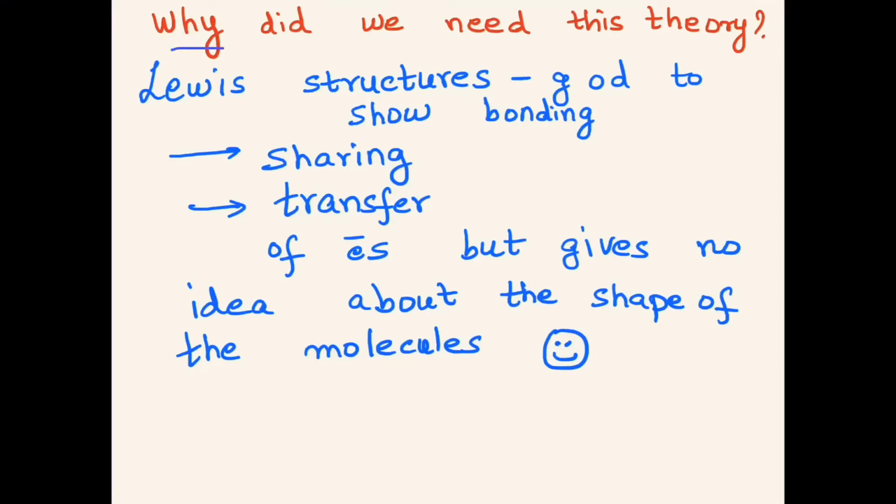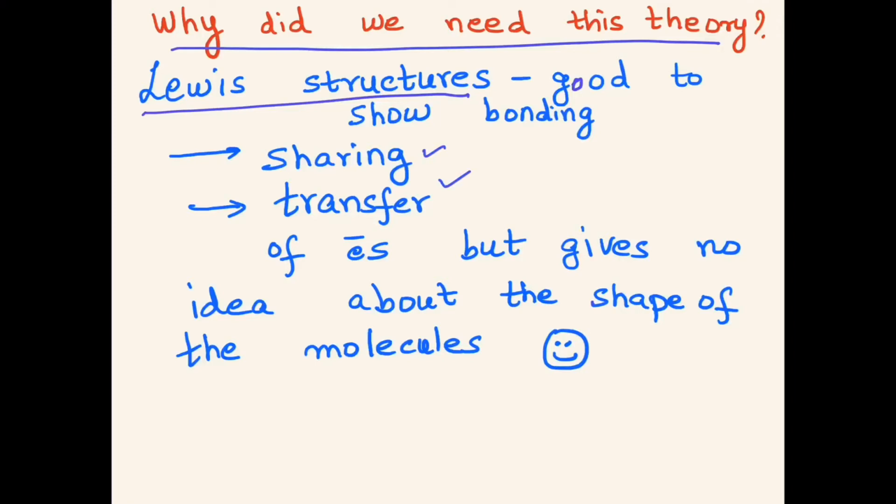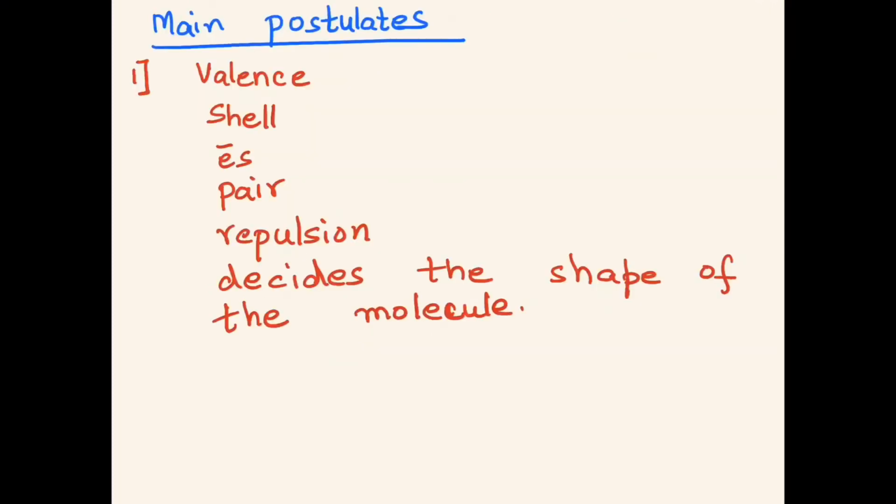Why did we need this theory? As I said earlier, because the Lewis structure is unable to tell us about the shape or geometry of the molecule. It tells us, yes, that there is sharing, there is transfer, but it doesn't tell us anything about the shape or the geometry. What are the main postulates?